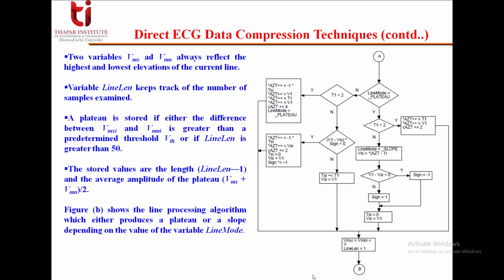So in figure B, you can see the A point where it is attaching. This shows the line processing algorithm. So that was line detection; now it is line processing, which produces either a plateau or a slope depending on the value of the variable line mode. We initialize this line mode to plateau in order to begin by producing a plateau.